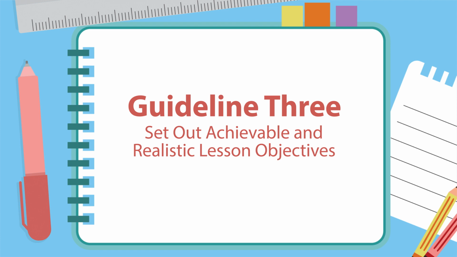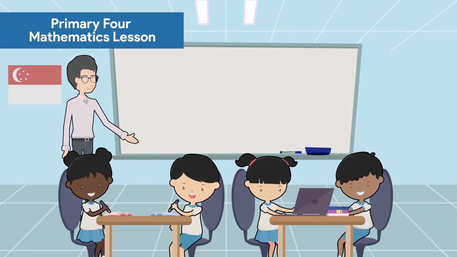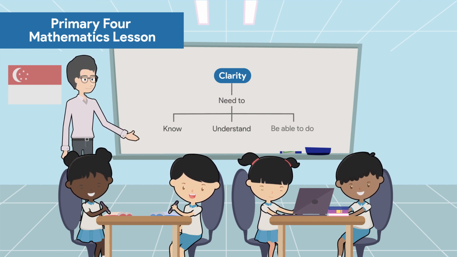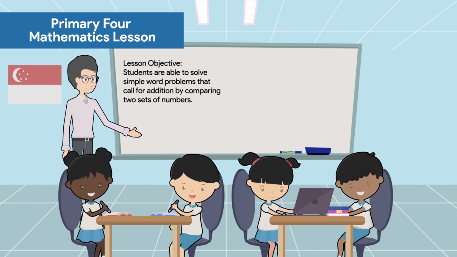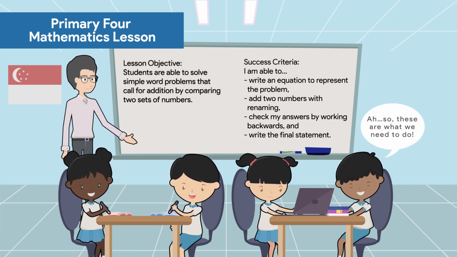Guideline 3. Set out achievable and realistic lesson objectives. Lesson objectives are achievable when students have clarity about what they need to know, understand, and be able to do. This clarity can be achieved by translating the lesson objectives to success criteria. So these are what we need to do.